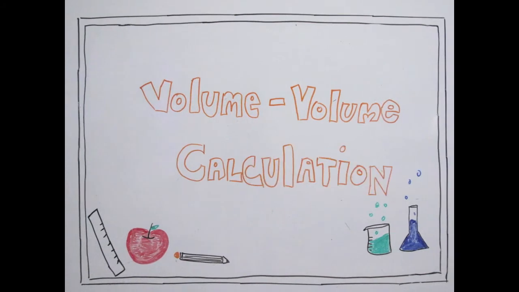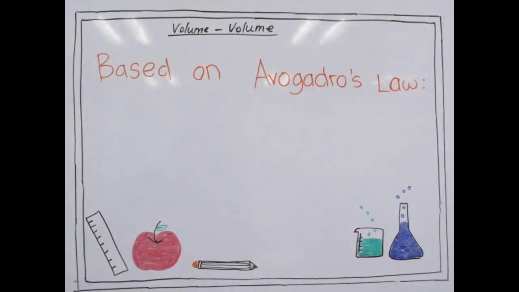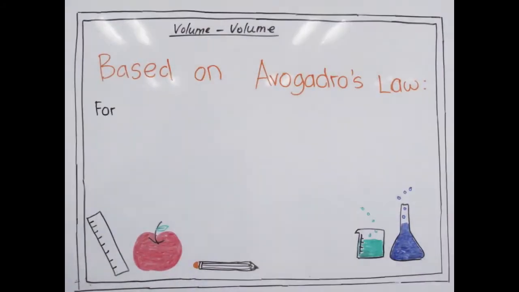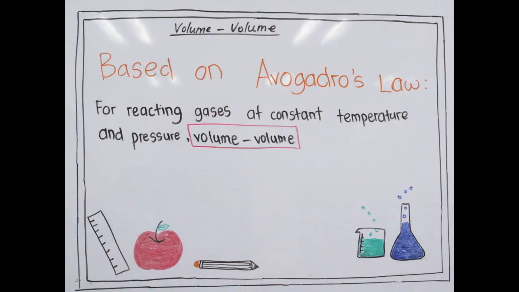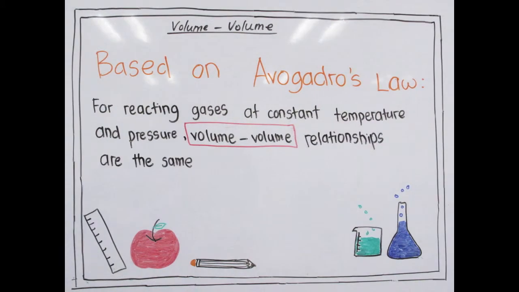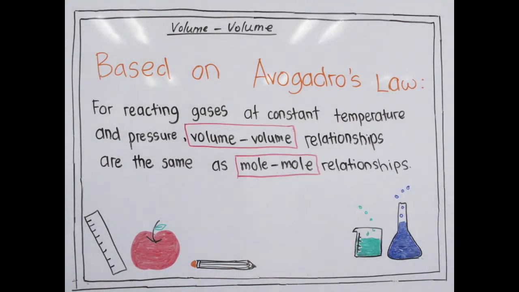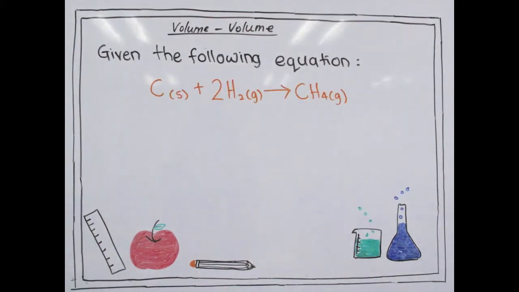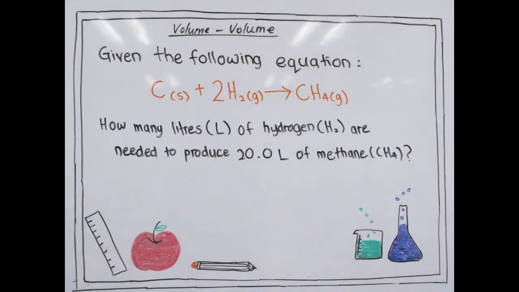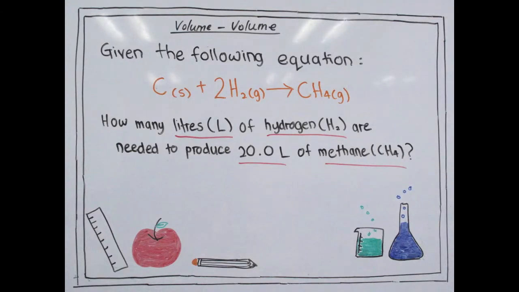Now I'm going to explain volume to volume calculations. Based on Avogadro's law, for reacting gases at constant temperature and pressure, volume to volume relationships are the same as mole to mole relationships. Now let's look at the following equation. 1 mole of carbon plus 2 moles of hydrogen gives us 1 mole of methane. Proceeding to the question: how many liters of hydrogen are needed to produce 20 liters of methane?